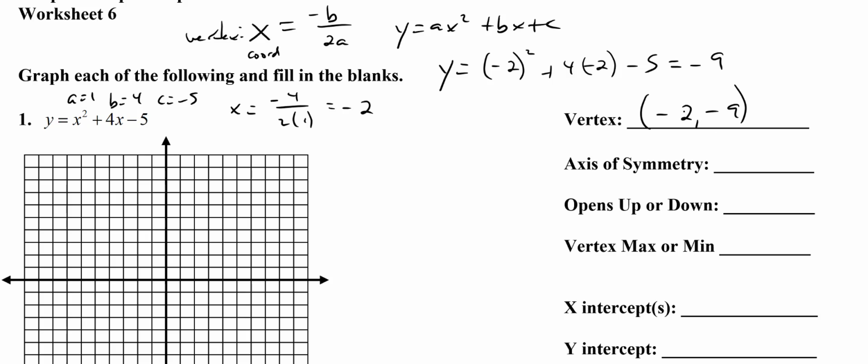Okay, axis of symmetry, super easy. You just take that x value, so it's x equals -2. You have to tell me x equals. If you just say -2, it's wrong. It's got to be an equation. X equals -2.